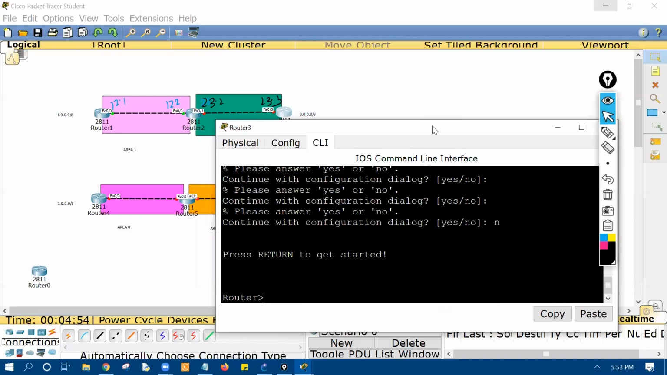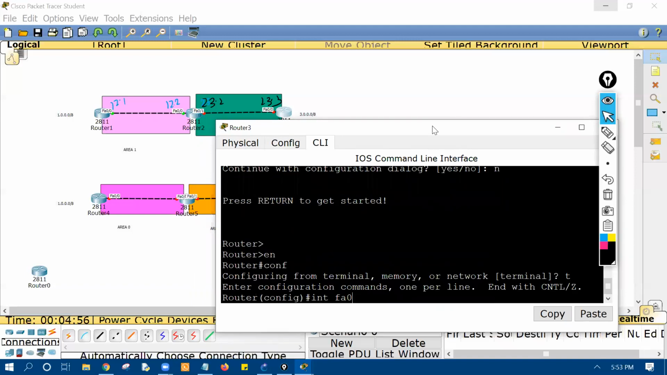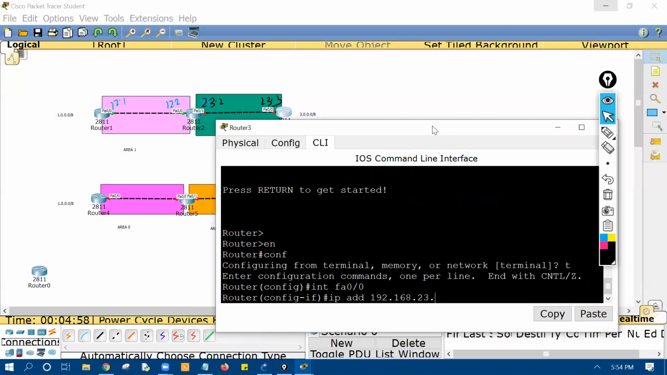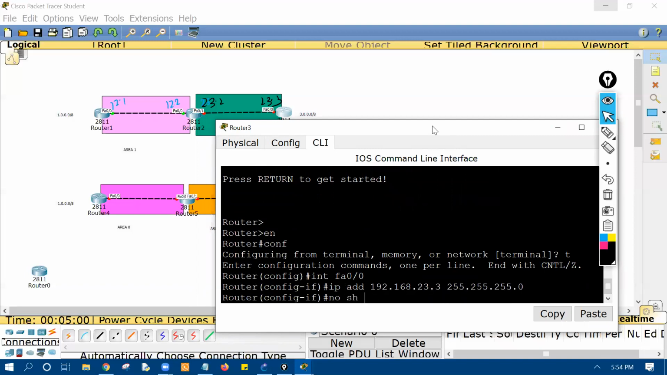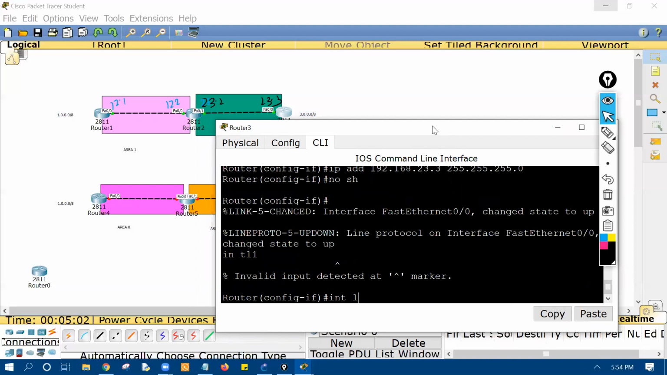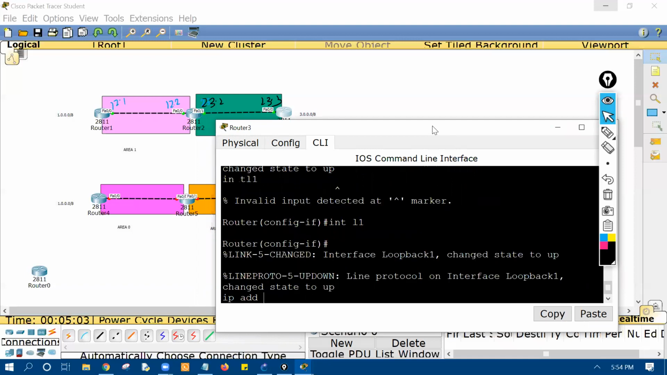Enable, config terminal, interface 0/0, IP address will be 23.3/24. No shutdown. Interface loopback number 1. IP address will be 3.3.3.3/8 over there. Is it?